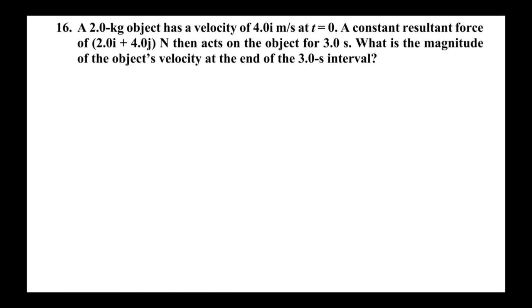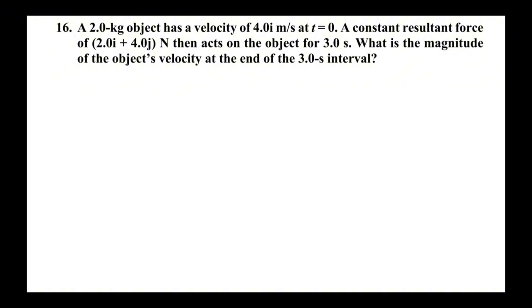A 2 kilogram object has a velocity of 4i meter per second at t equals 0. A constant resultant force of 2i plus 4j newtons then acts on the object for 3 seconds. What is the magnitude of the object velocity at the end of the 3-second interval?